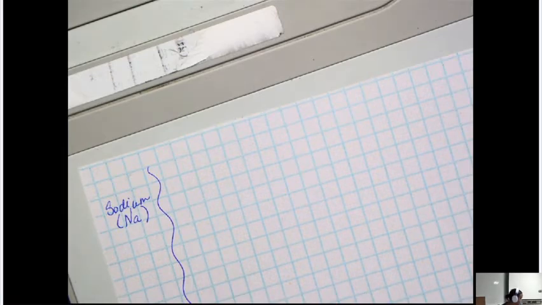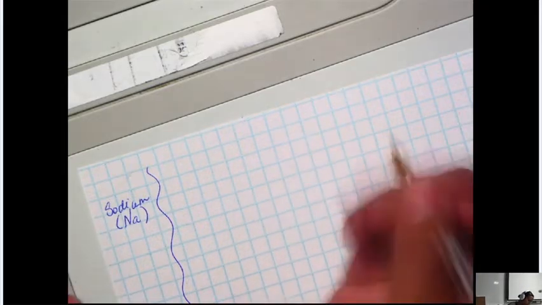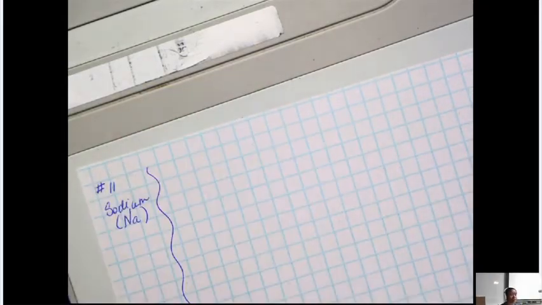Anybody? Sodium. Good. Okay, so the atomic number is 11. I'm just going to put that up here. So the atomic number is 11, which means that it has 11 electrons because we're talking about the neutral atom. So atomic number is your number of protons, and if it has 11 protons, then that means it has 11 electrons.